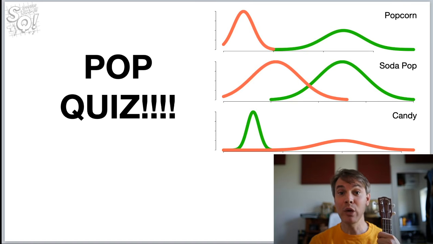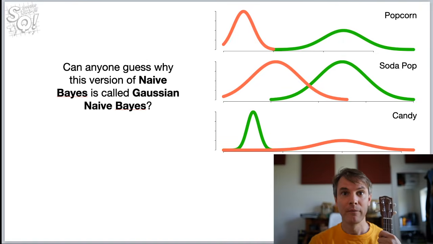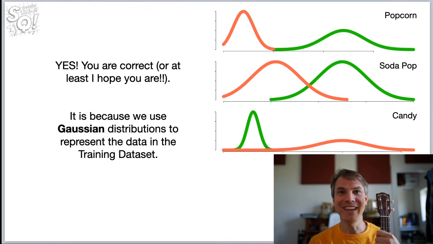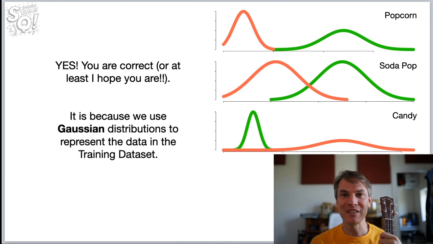Okay, here's a pop quiz. Can anyone guess why this version of Naive Bayes is called Gaussian Naive Bayes? I'm not going to give you a hint. Yes, you are correct, or at least I hope you are. Anyways, let's assume you're correct. It is because we use Gaussian distributions to represent the data in the training data set.